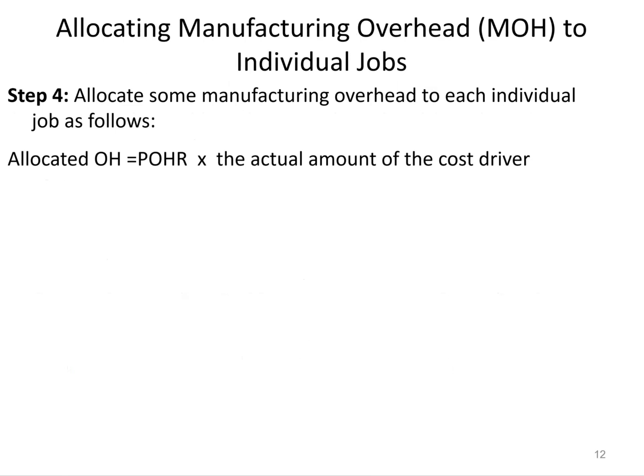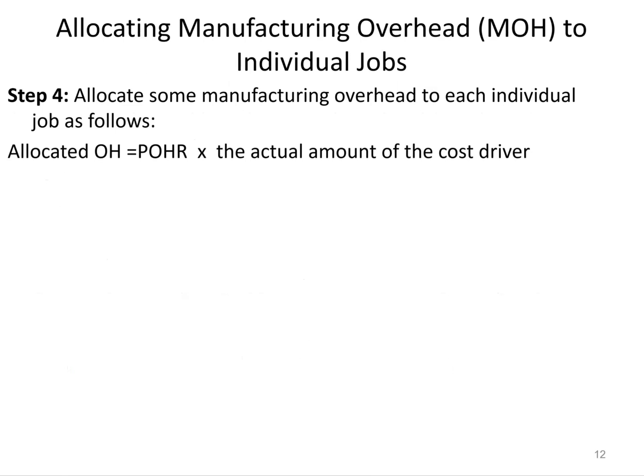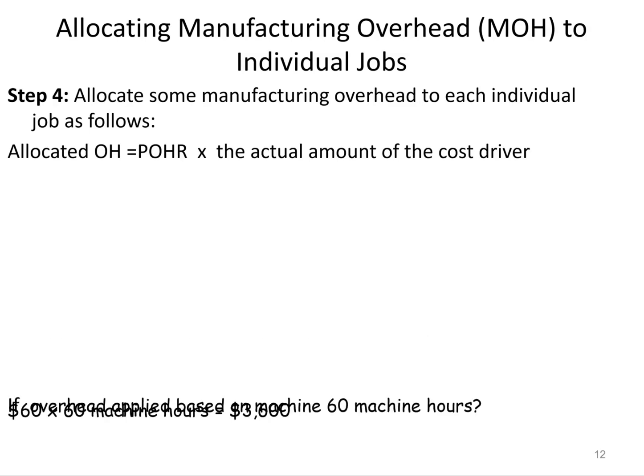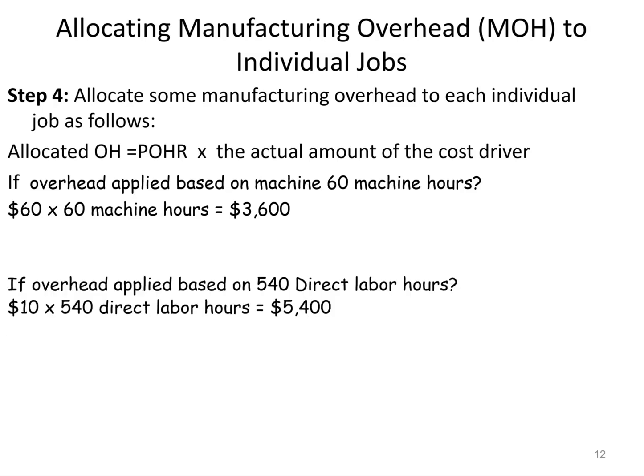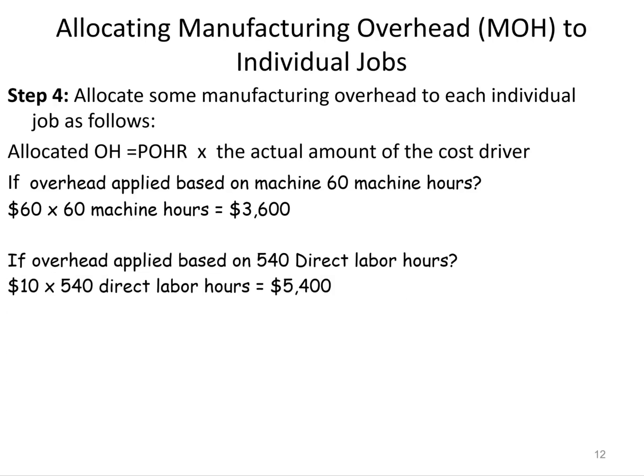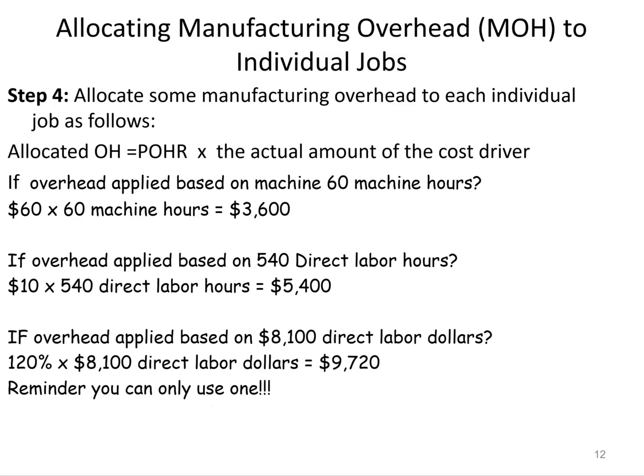Step 4, we actually allocate, and we take the predetermined overhead rate times the actual amount of the cost driver. So, if we applied it based on machine hours, we would apply to work in process $3,600 for overhead. If we applied based on direct labor hours, we would apply $5,400 to work in process for overhead. And if we use direct labor dollars, it would be $97.